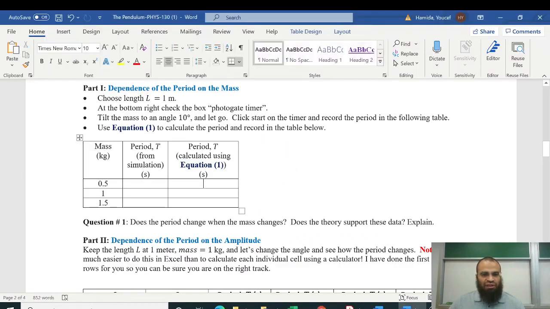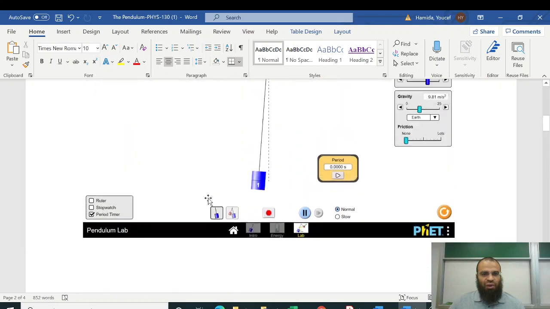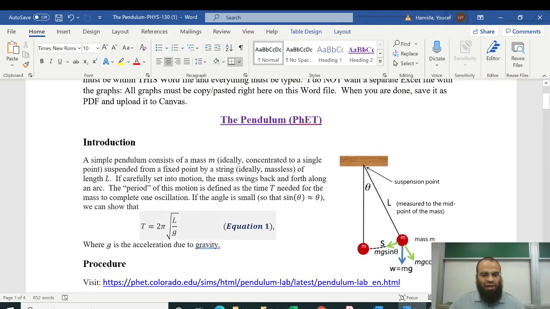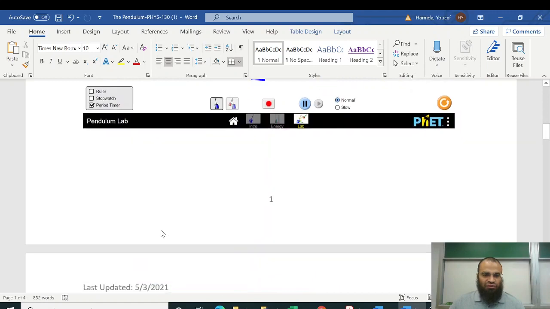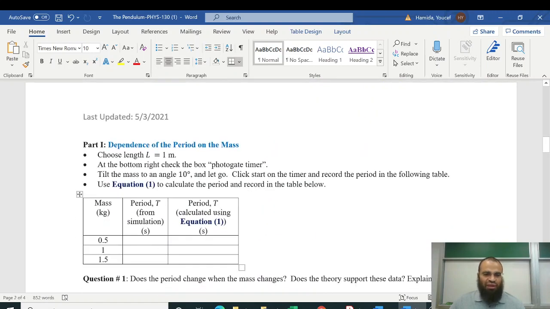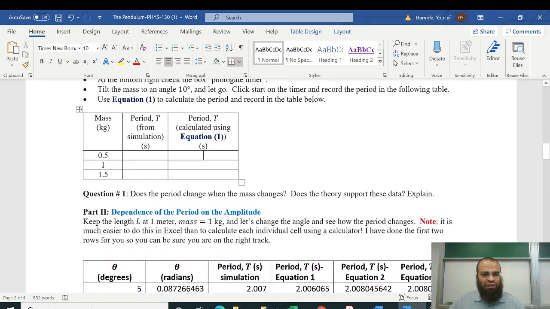And then you will plug it into the formula here, using 2 pi. So 2 pi, square root of L over g. L is 1 meter, and then 9.81, square root of that, times 2 pi, and see if it's 2.00. Yes, it will be about the same. And then you choose 1 kilogram and 1.5 kilogram, and it will be exactly the same.